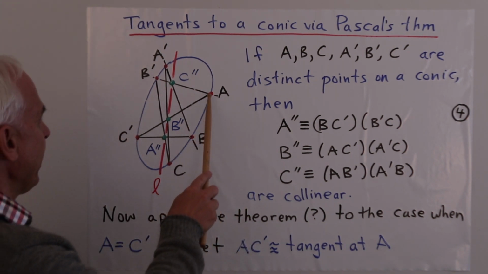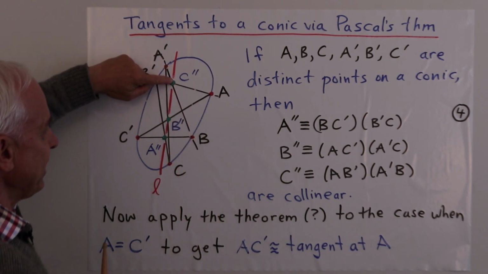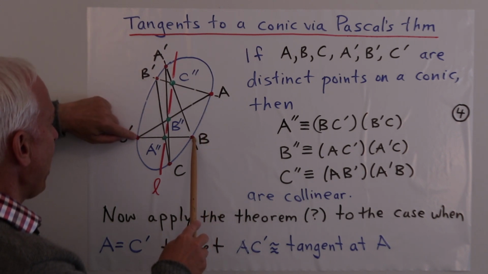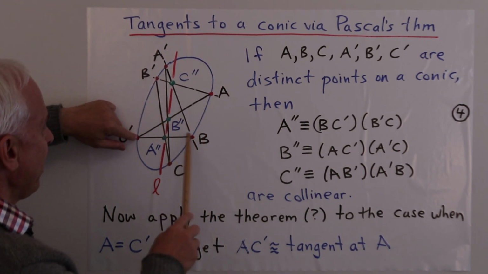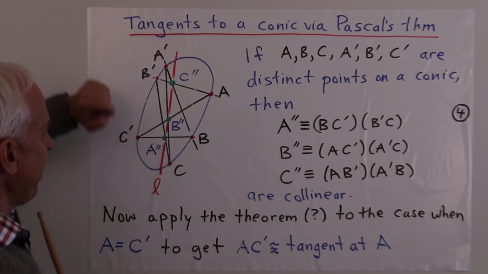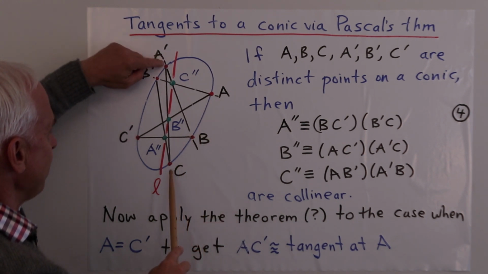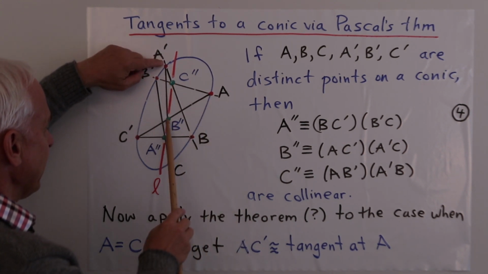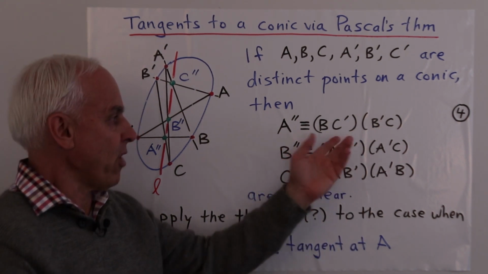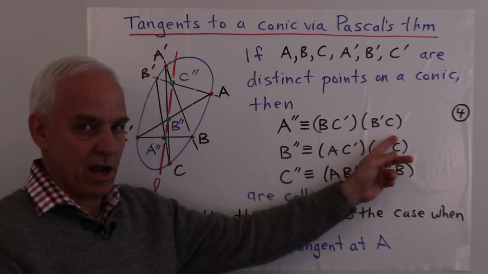So if we join A to B prime and A prime to B, they meet at the point C double prime. If we join, say, the B's and C's, B C prime with B prime C, then those lines meet at a new point, we'll call it A double prime. And finally, if we join the A's and the C's, A C prime and A prime C, those two lines meet at a new point, B double prime. And there they are written out in terms of products. So A double prime is the meet of this line with this line.